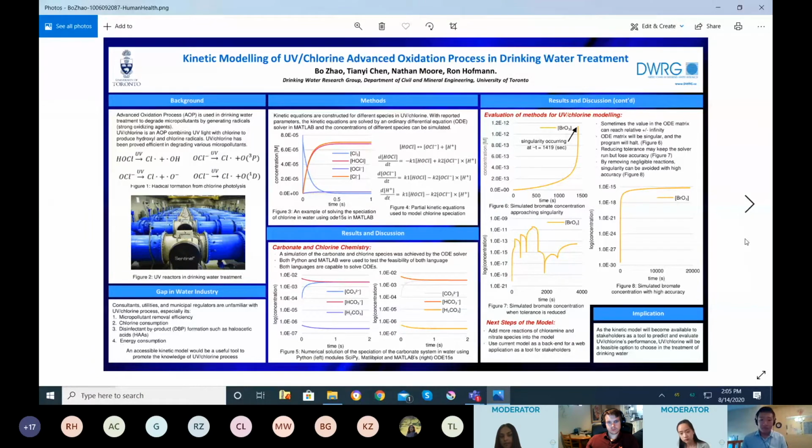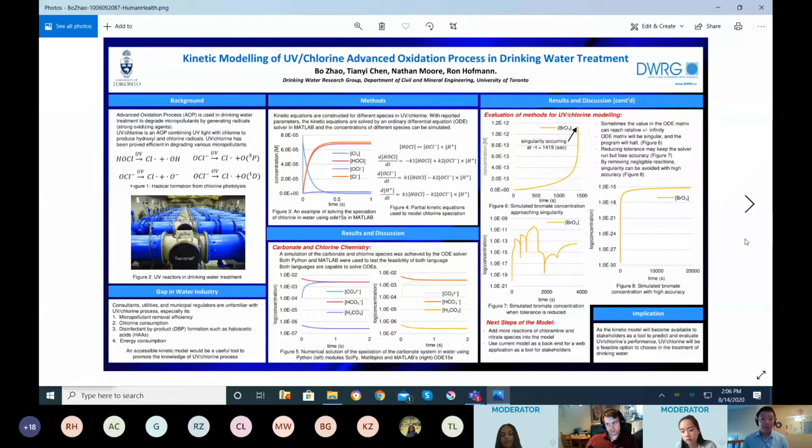We're concerned about the byproduct formation, as certain concentrations of these byproducts could be detrimental to human health, whether it be carcinogenic or negatively affecting fetal development. And also, we're looking at how much electrical energy is consumed from the usage of the UV lights.